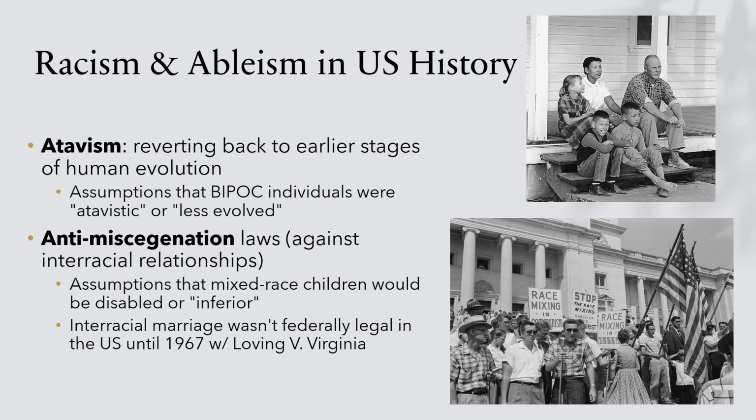There was this assumption that BIPOC individuals were so-called atavistic or less evolved, particularly compared to white individuals. So this very racist but pseudoscientific belief was used to try to justify racism at that period in time. This is also a term that is very often applied to people with Down syndrome.